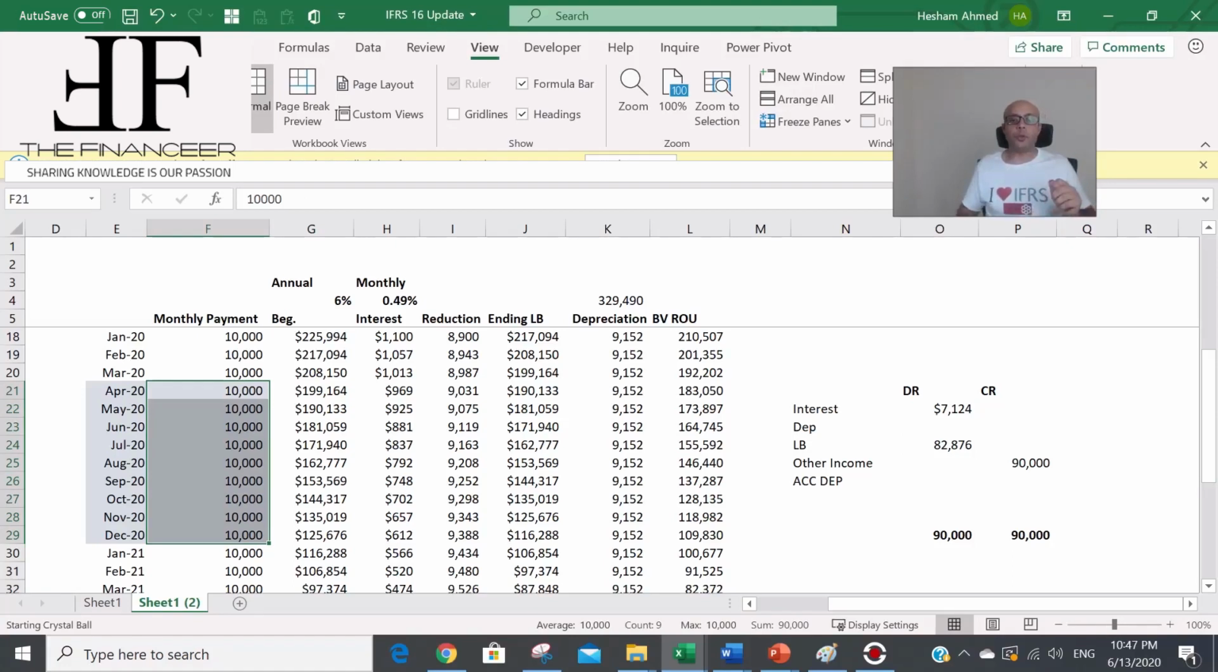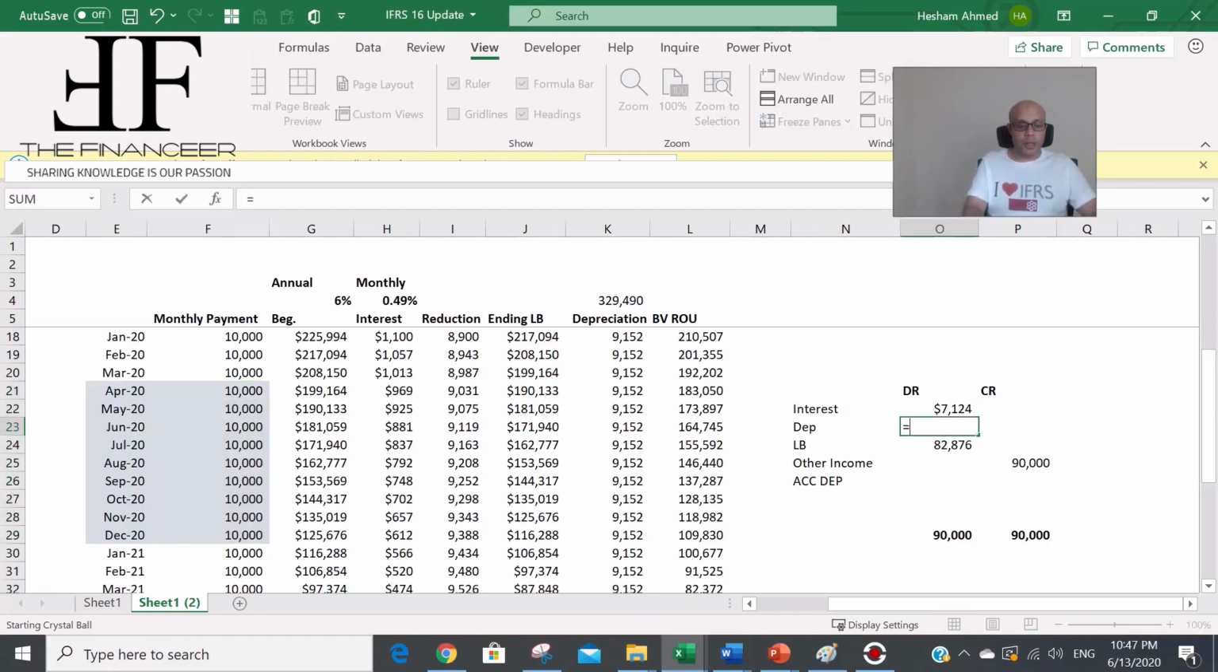Okay, now we have to record also the depreciation, the sum of depreciation expense for this period. So this will be the depreciation expense for the period that I agreed with the lessor to have the change or to have the relief of the lease payment. So this will be the depreciation expense, recorded as usual in the income statement, the P&L. So this will be the depreciation expense for this period.